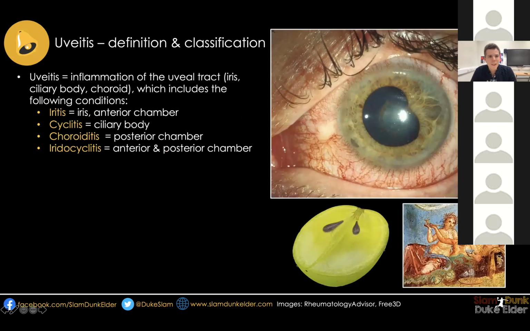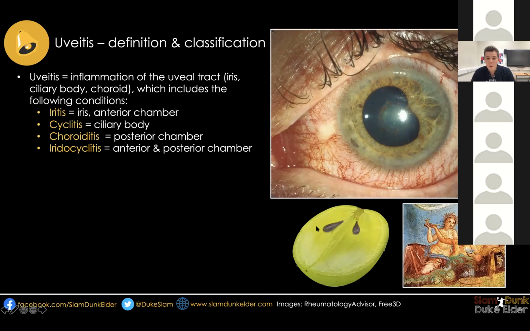So uveitis, we talked about it being an inflammation of the middle layer of the eye, and it's also, from an embryological perspective, termed the uveal tract. So that includes the iris, the ciliary bodies, which is cyclitis, and the choroid. For all intents and purposes, that's the anatomical definition of the uveal tract.